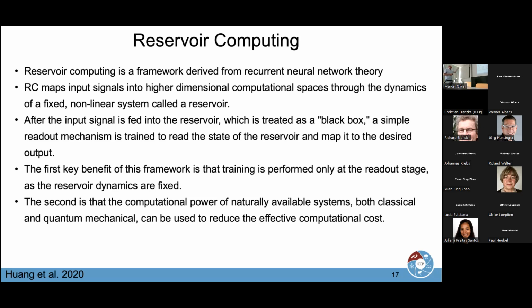So basically, reservoir computing maps some input signal into a higher dimensional computation space, to some nonlinear system, this reservoir. But the dynamics of this reservoir are fixed, so that makes it relatively computationally cheap. And this reservoir is also treated as a black box. So the first benefit of this framework is that training is only performed at the readout stage, as the dynamics are fixed. The advantage is that it's relatively cheap to do.